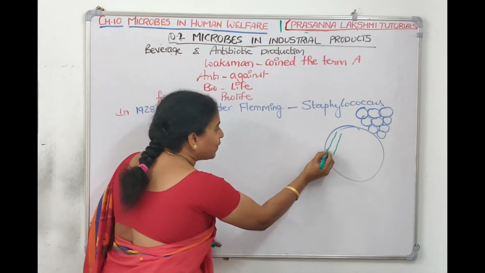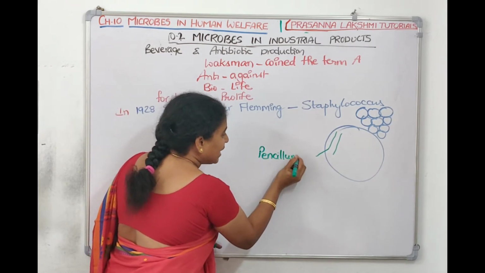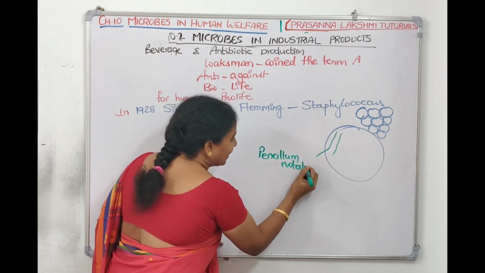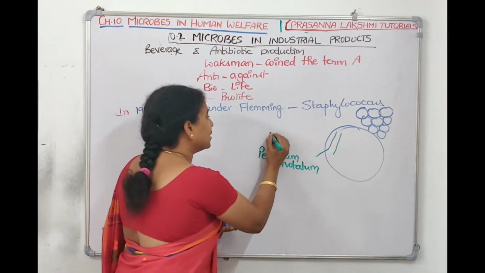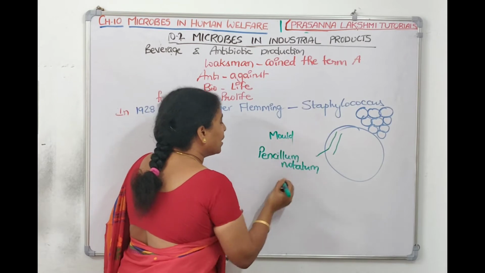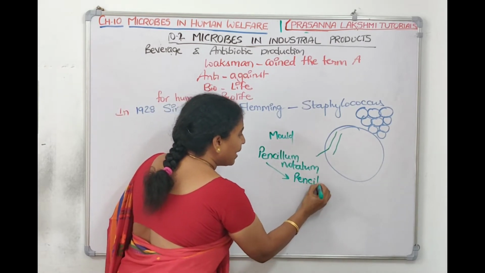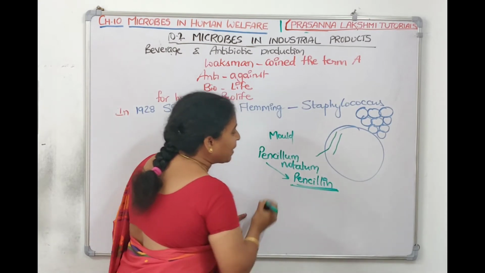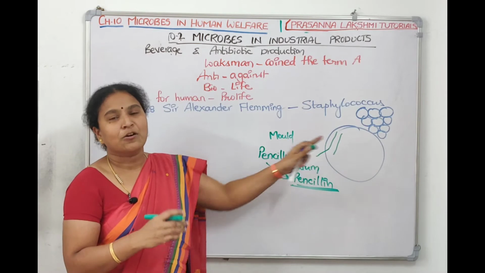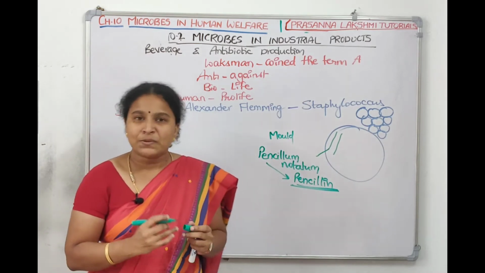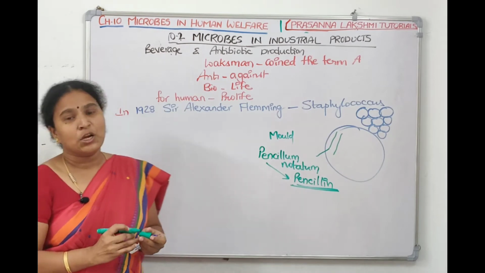What is the name of the fungi? The name of the fungus is Penicillium notatum. It is a mold. Now this Penicillium notatum is producing an antibiotic called penicillin. This penicillin antibiotic is killing the bacteria. So that's why the bacterial colonies are not growing. So this was an accidental discovery by Alexander Fleming in the year 1922.